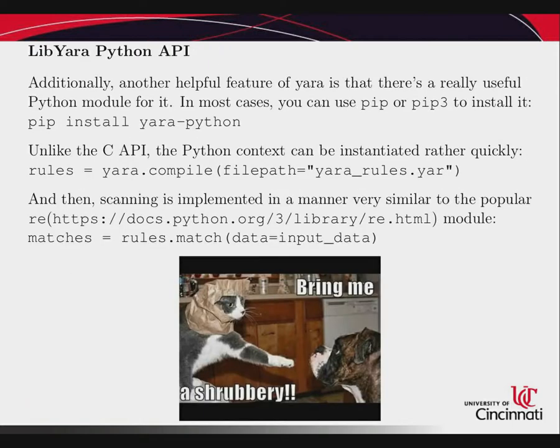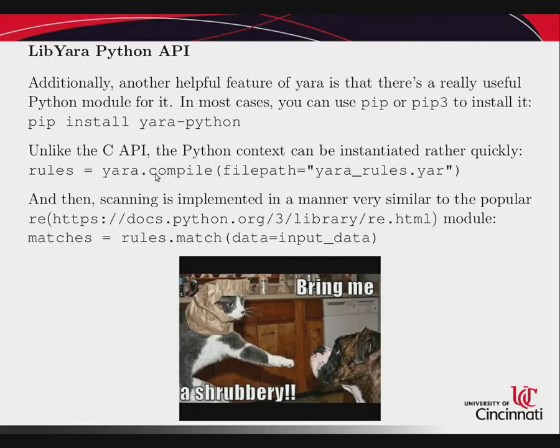So the other thing that's nice is that libyara is also implemented in a Python API. Generally, it's distributed as a separate Python package, a separate Python module. So what I usually do is I end up installing it using the pip tool. Unlike the C API, you don't need 4 function calls in order to initialize it. It actually does a lot of the work under the hood.